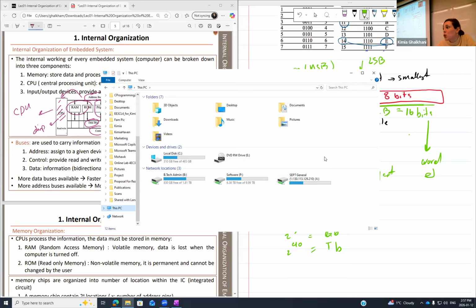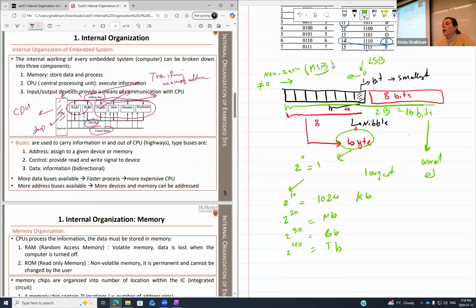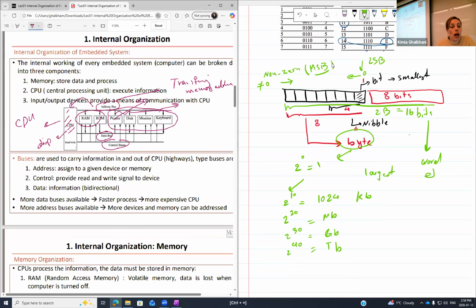If you want to adjust, remove, or install something new, you have to be able to install it in one of these drives. If your drive is full, meaning the memory doesn't have enough space, you won't be able to install. So we have to store them under a certain address.